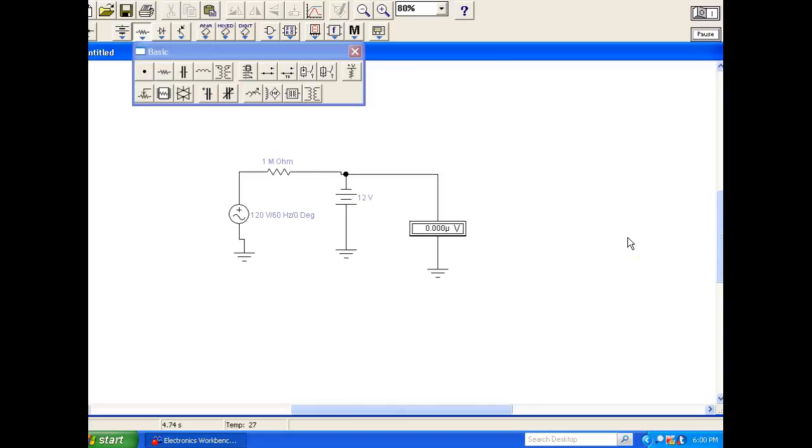So what does that mean? If I looked at the voltage drop across this resistor, it's dropping the entire voltage. Y'all understand that? So an AC source sees a DC voltage, a DC power supply, as a what? As a piece of wire. And we can come up here and swap these around.